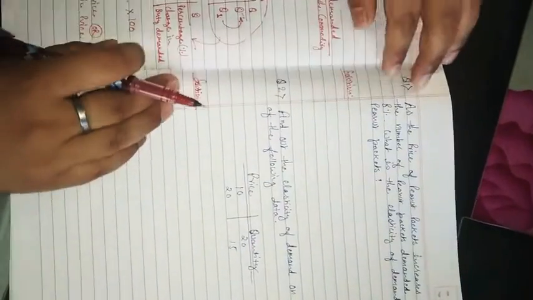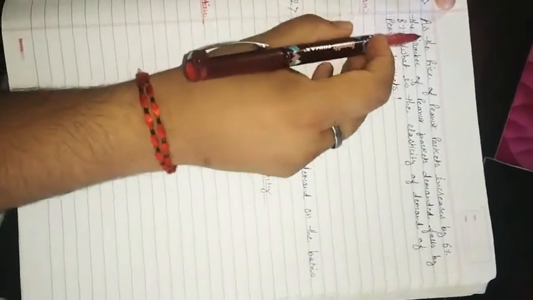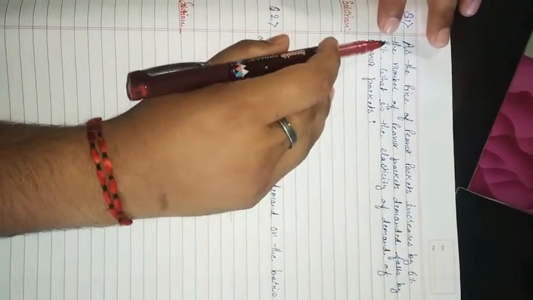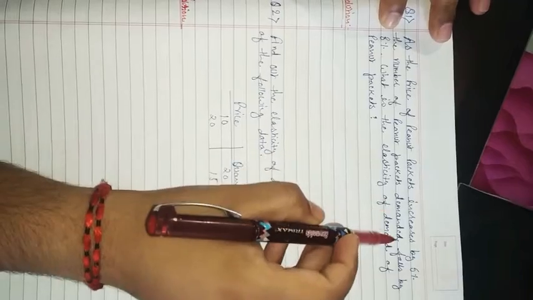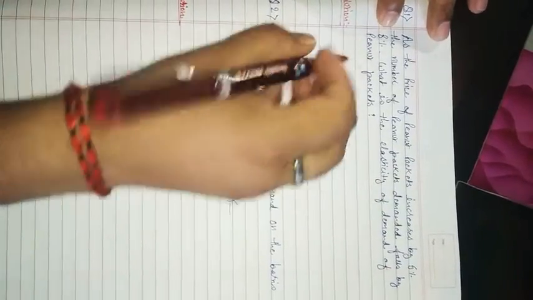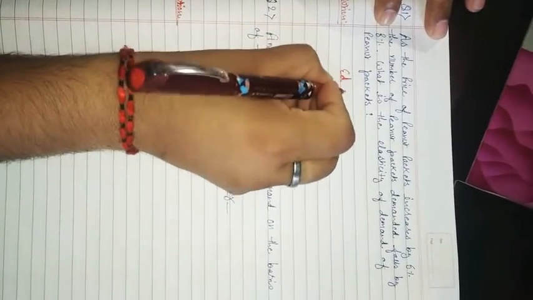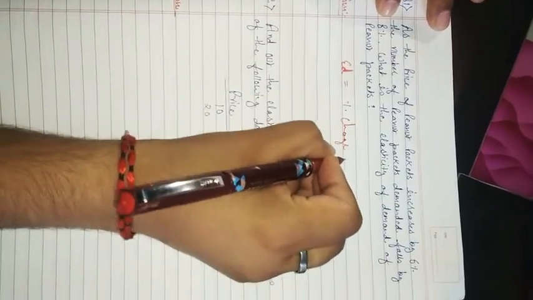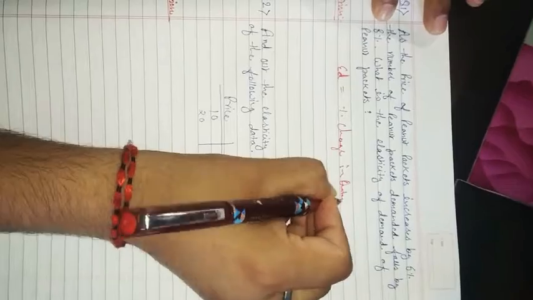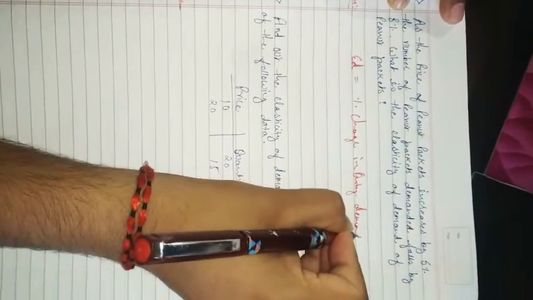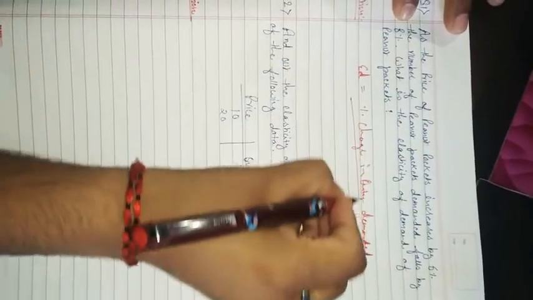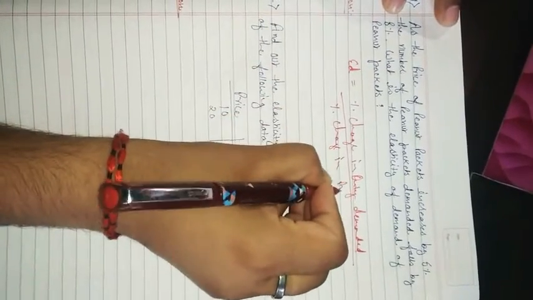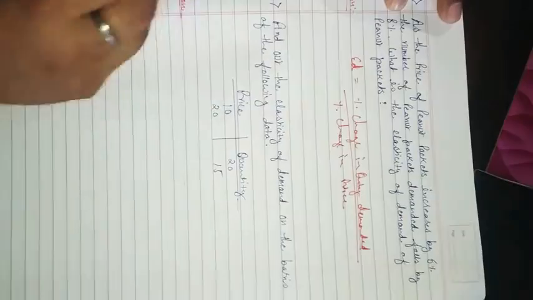Let us move to a numerical question: the price of a peanut packet increases by 5%, and the number of peanut packets demanded falls by 8%. First of all you have to write the formula, which is ED equals percentage change in quantity demanded divided by percentage change in price.